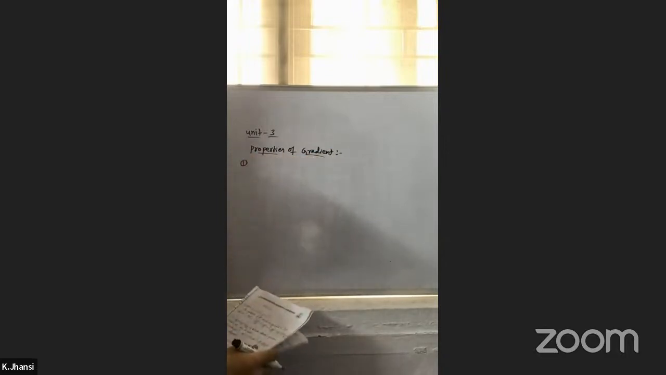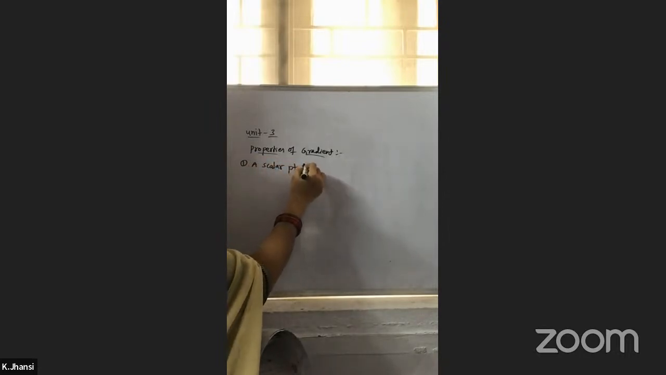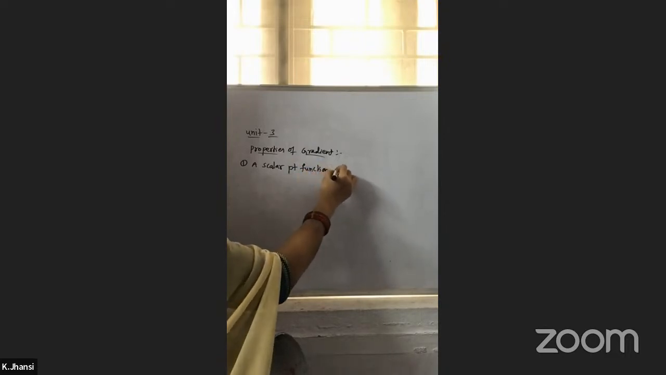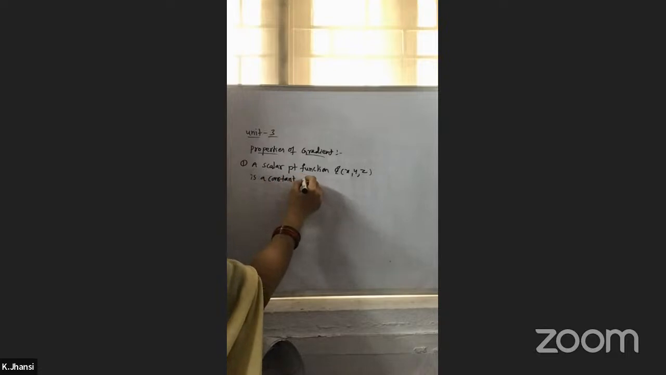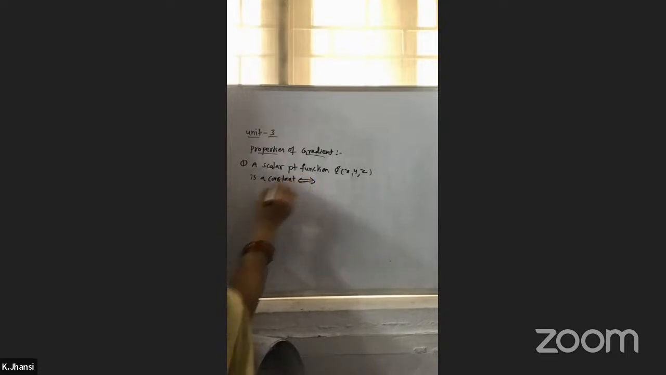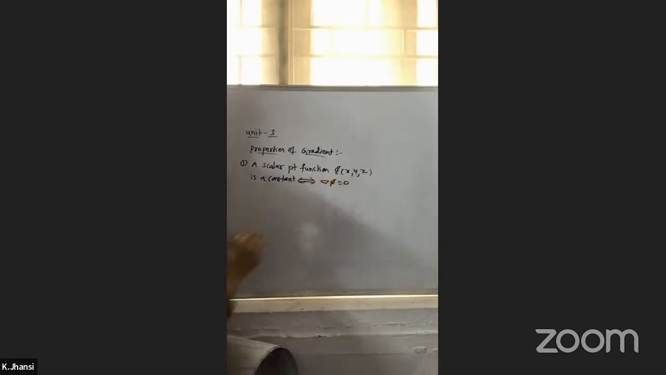So the first one is: a scalar point function phi of x comma y comma z is a constant function if and only if del phi equals 0. Whenever del phi equals 0, the scalar point function will be a constant function. This is the first one.